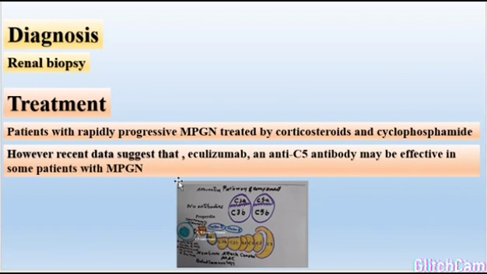Actually, this medication, I mean eculizumab, is in use for treatment of other disorders. For example, paroxysmal nocturnal hemoglobinuria or generalized myasthenia gravis, and in neuromyelitis optica.